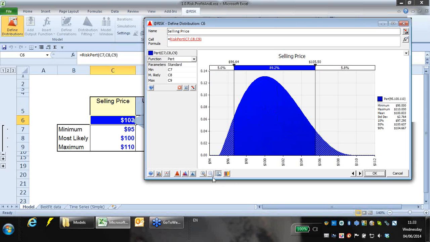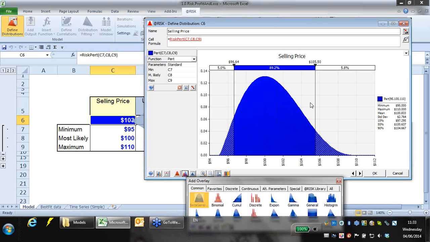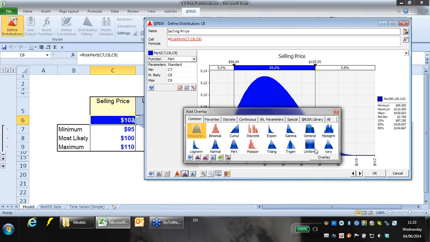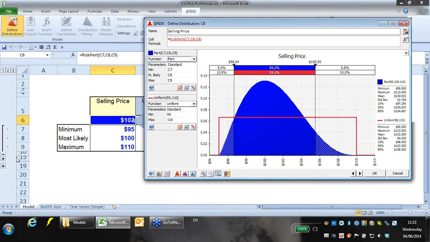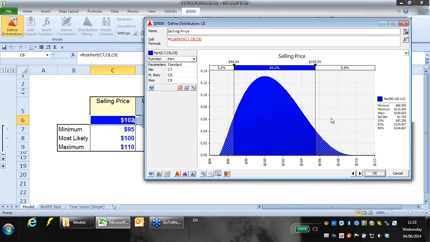Now, an example of a different type of distribution and how that could impact upon things. Actually, if I just clear this off a bit.